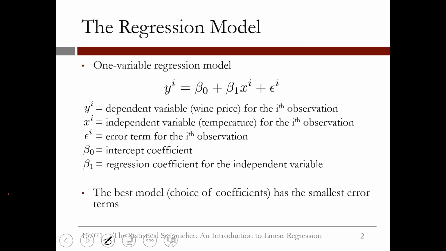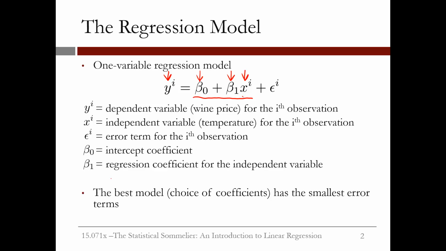In general form, a one-variable linear regression model is a linear equation to predict the dependent variable y using the independent variable x. Beta 0 is the intercept term or intercept coefficient, and beta 1 is the slope of the line or coefficient for the independent variable x. For each observation i, we have data for the dependent variable yi and data for the independent variable xi. Using this equation, we make a prediction beta 0 plus beta 1 times xi for each data point i.